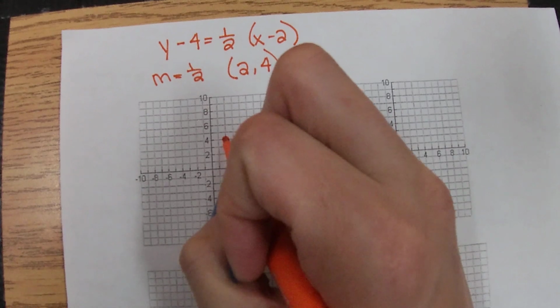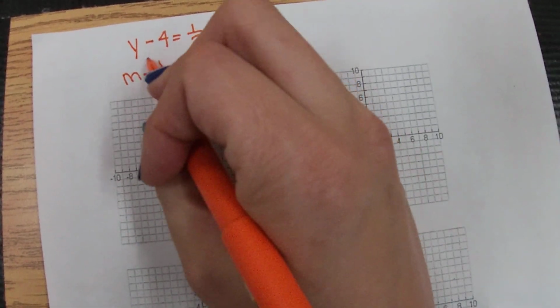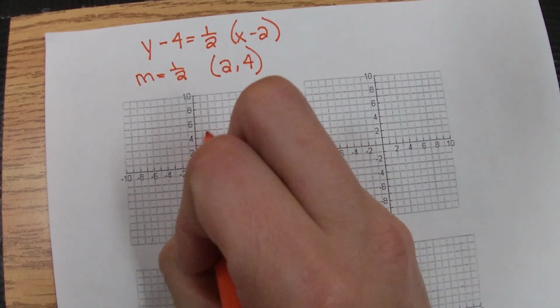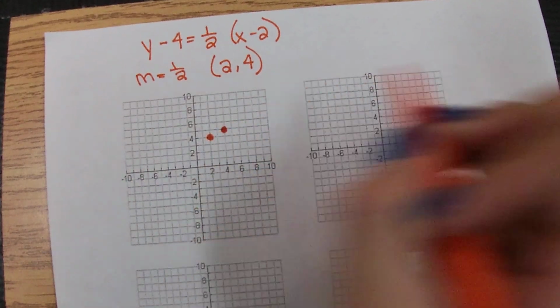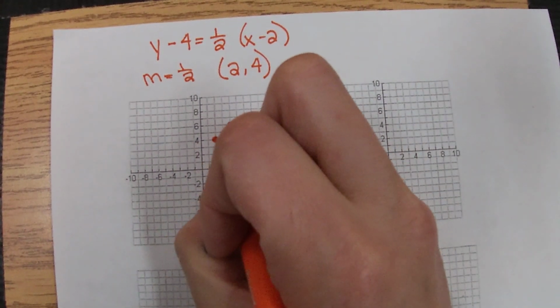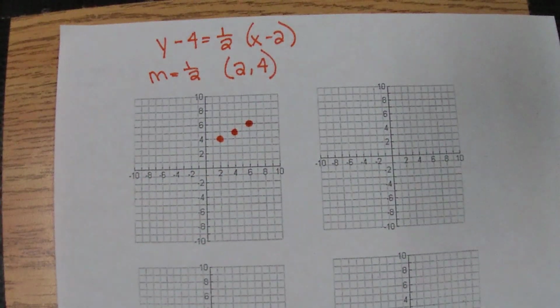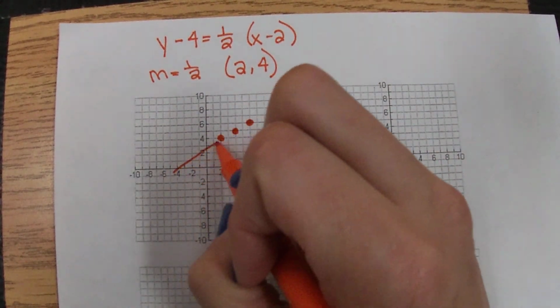Okay, so from this point, I'm going to go a rise of 1 and a run of 2. So I'm going to go up 1 over 2. And just like before, I'm going to count that twice just to double check. And there's my line.